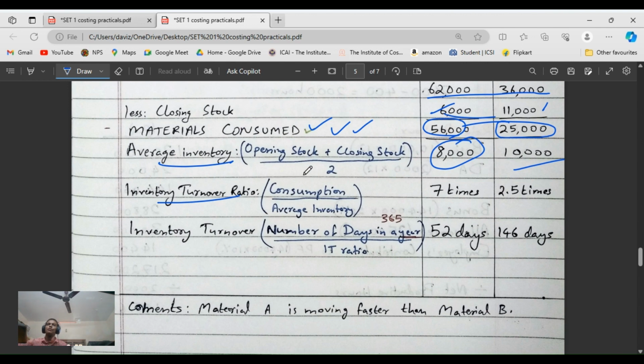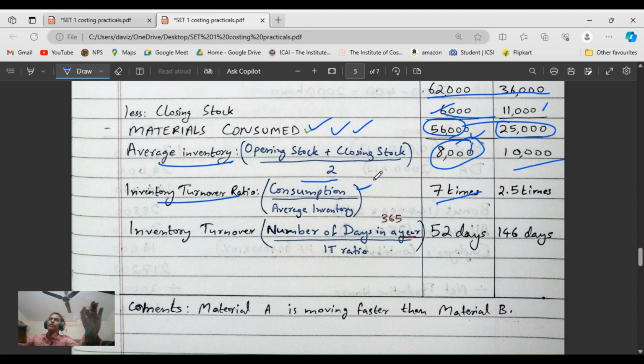Alright, now we have to put it in the formula. Inventory turnover ratio is consumption by average inventory. The material consumed of material A is 56,000. So 56,000 divided by average inventory 8,000, so it is 7 times. And material B is 25,000 by 10,000.